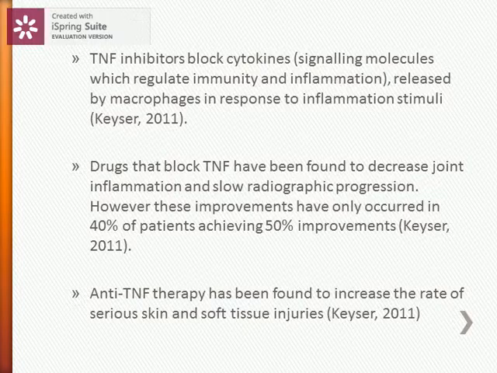Drugs that block TNF have been found to decrease joint inflammation and slow radiographic progression. However, these improvements have only occurred in 40% of patients, achieving 50% improvement. Anti-TNF therapy has been found to increase the rate of serious skin and soft tissue injuries.